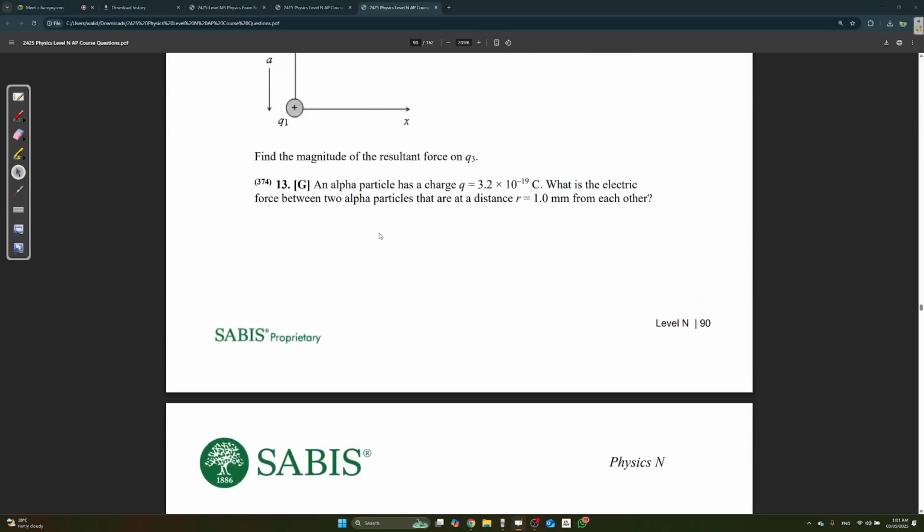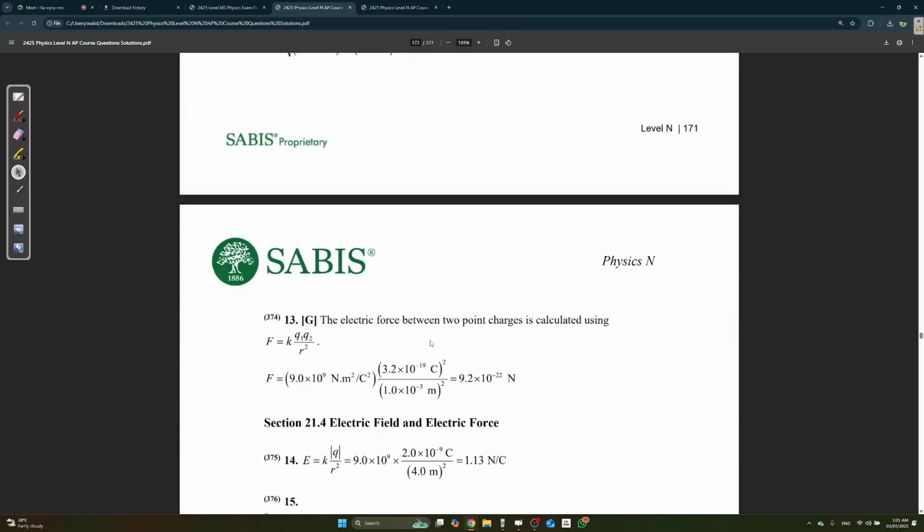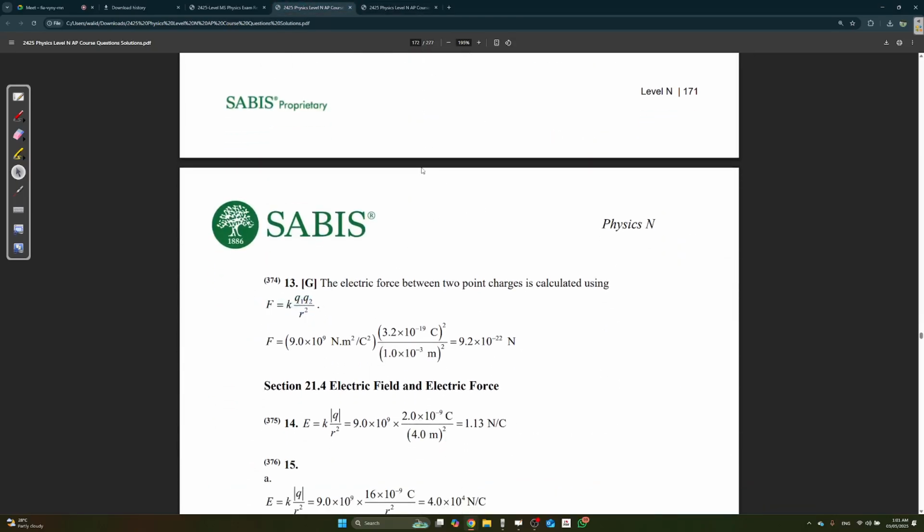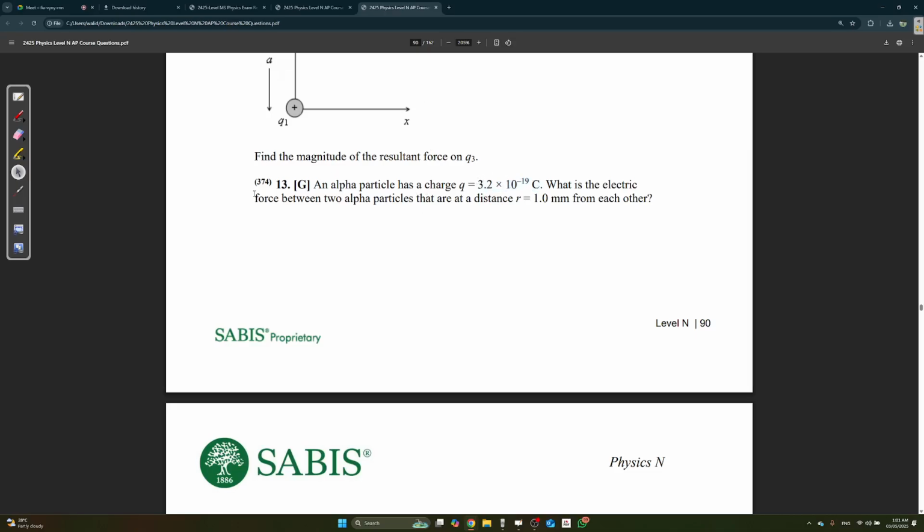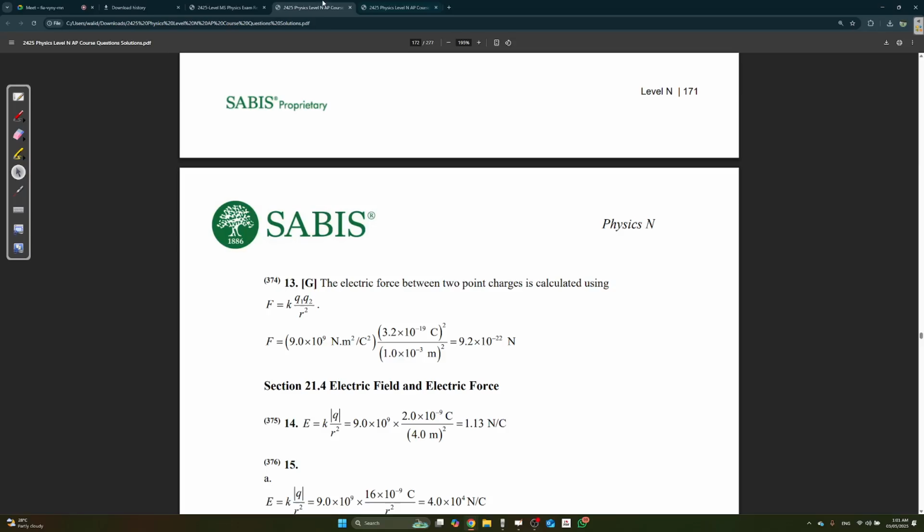Okay. Question 13. An alpha particle has charge 3.2 times 10 to the negative 19. What is the electric force between two alpha particles that are a distance 1 millimeter from each other? You just apply the formula, k q1 q2 over r squared, right? If it's two alpha particles, that means they both have the same charge.